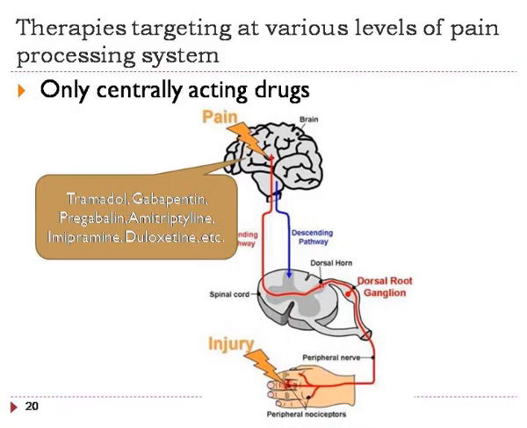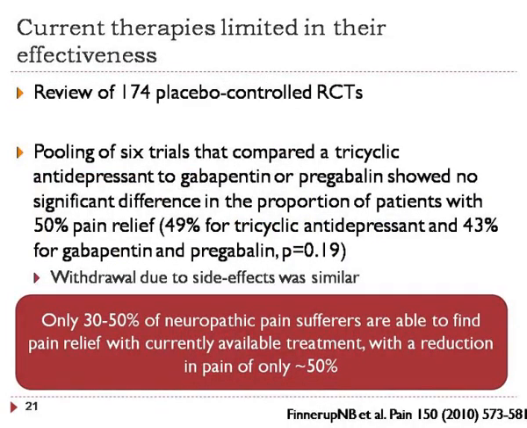And we have most of the drugs available which we are using in our clinics, like tramadol, gabapentin, pregabalin, amitriptyline, imipramine, which are basically acting at the central level. So we really need to do something for the peripheral sensation, and most of the randomized trials, RCTs, including the pregabalin or amitriptyline, have shown that these two drugs are equally effective, or sometimes one is superior over the other.